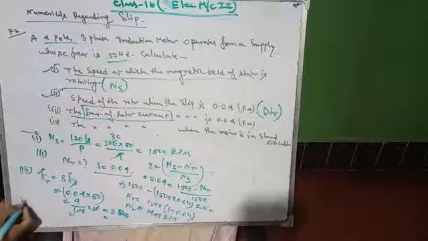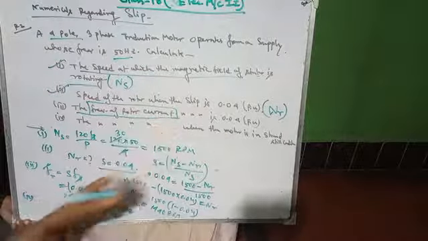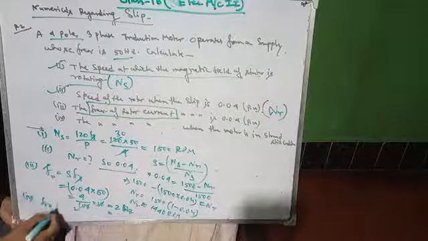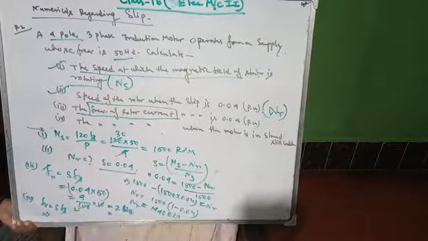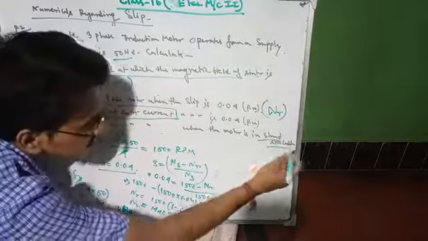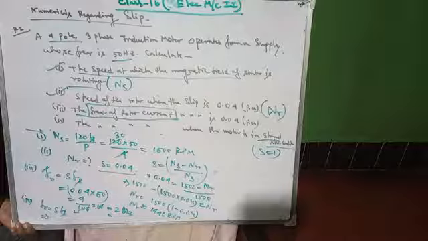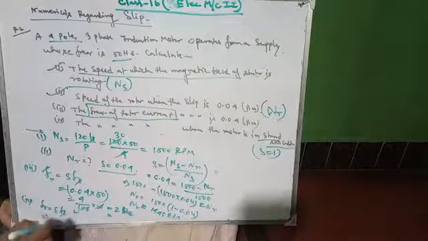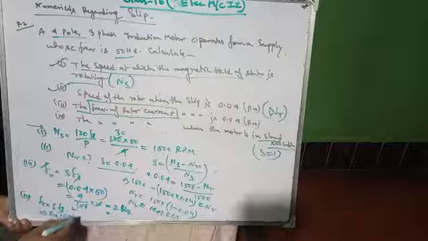And the fourth one, that is the rotor current when the motor is in standstill condition. That is Fr equals again S into Fs. Rotor standstill condition means how much? Standstill condition means S equals 1. Total slip is acting on this motor. So that means Fr equals 1 into 50. That will be 50 Hz.